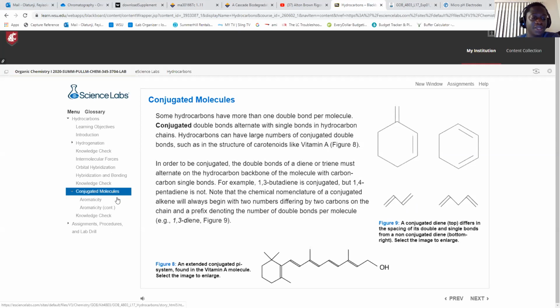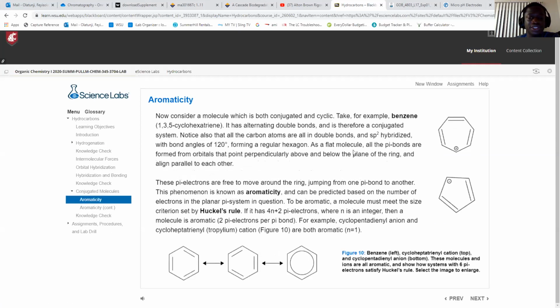There are also special conditions for conjugated molecules, known as aromaticity. Aromaticity confers a special degree of stability on some molecules because of the way they are. To determine whether a compound is aromatic or not, you follow a set of rules known as the Hückel rule, and this is something you are going to look at much later in the semester.